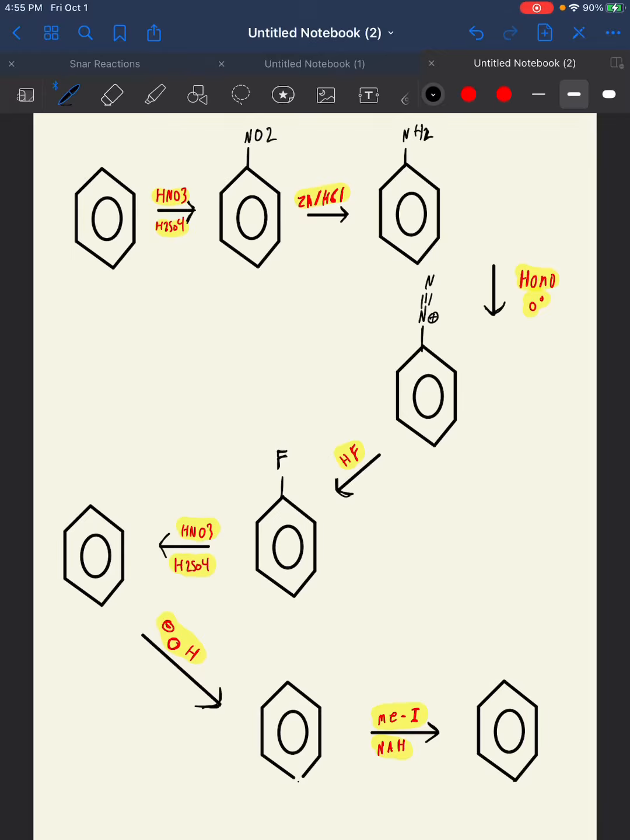And then once you react that with HNO3, that would add an NO2 group on. However, since we have a fluorine on here, which is a halogen, halogens prefer ortho or para. Para usually preferred unless sterically encumbered at that position. It would add it on at the para position.